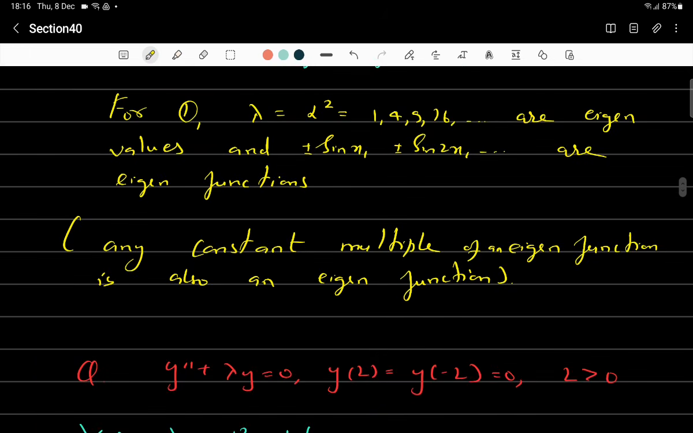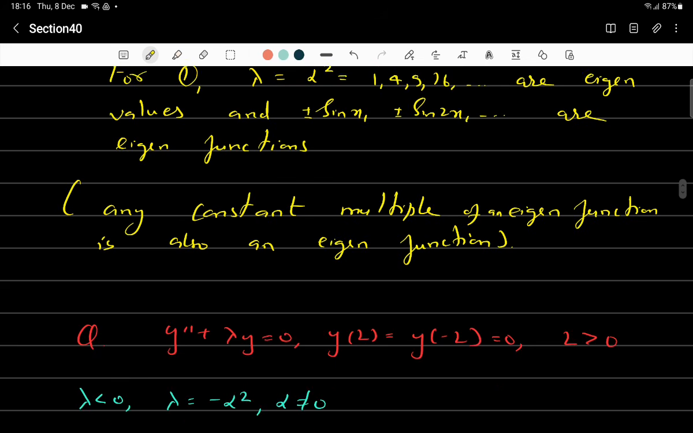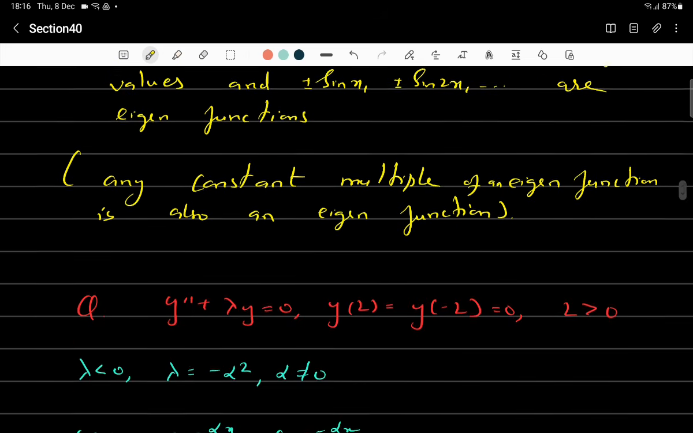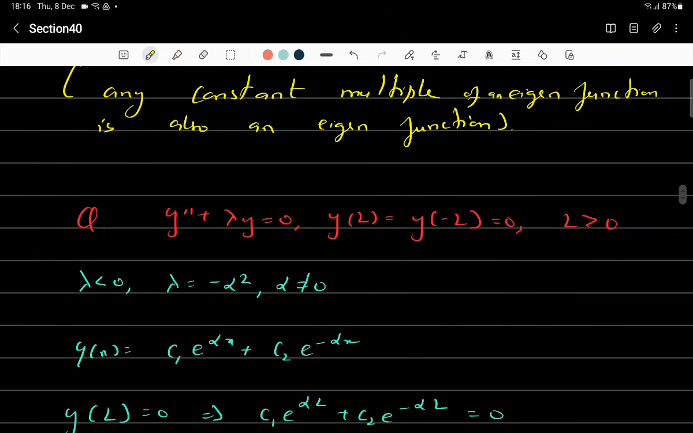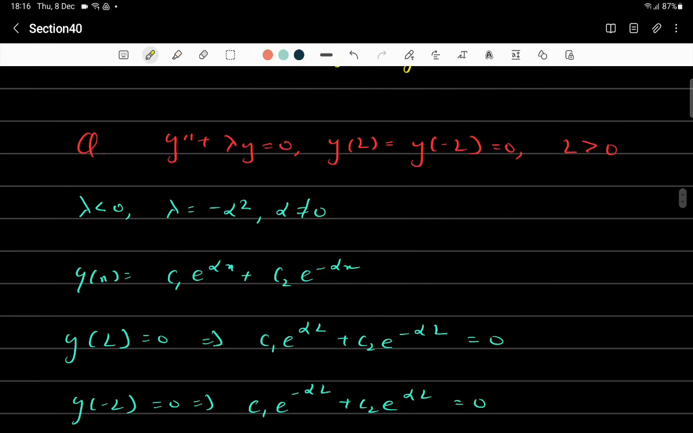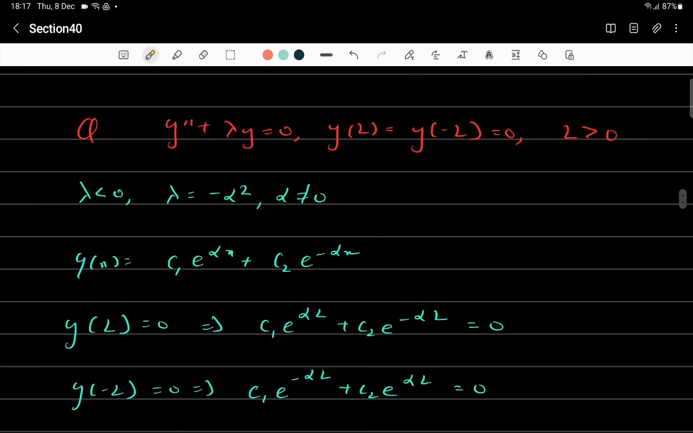Okay, let's try one more question. y double dash plus lambda y equal to 0, y of L is 0, y of minus L is 0, where L is greater than 0. Now again I have to consider three cases for this equation. For lambda less than 0, the solution would look like this. Now y of L is 0 and y of minus L is 0. That gives me a homogeneous system of equations in c1, c2, because directly I cannot say anything about the values of c1, c2. Yes, I can compute the value of c1 and then put it into the other equation and so on, but it is better to see it as a homogeneous system of equations in c1 and c2.